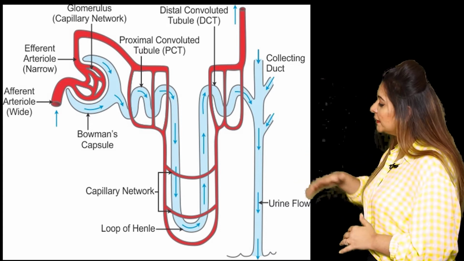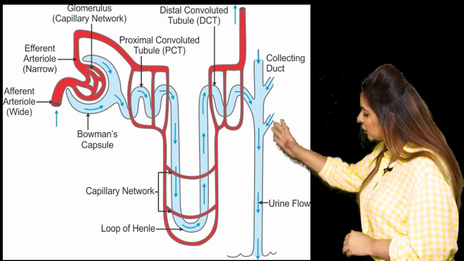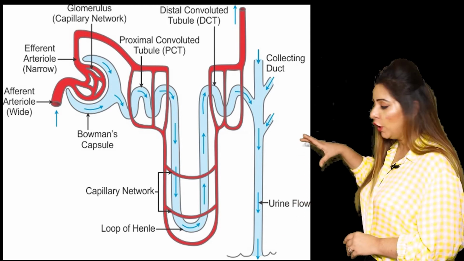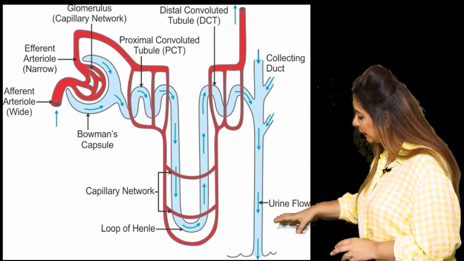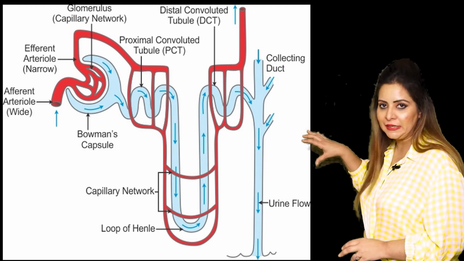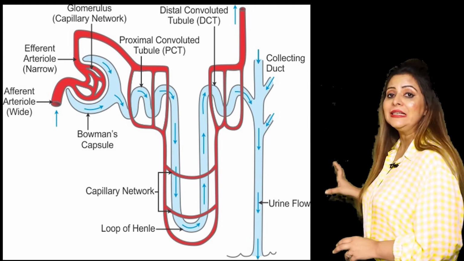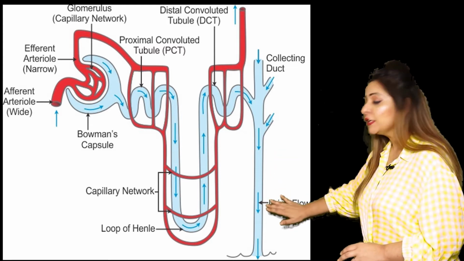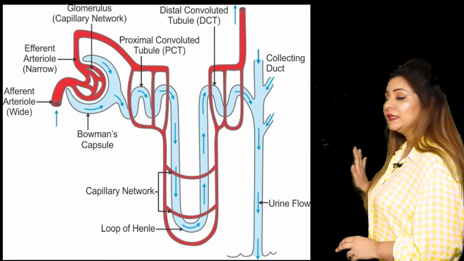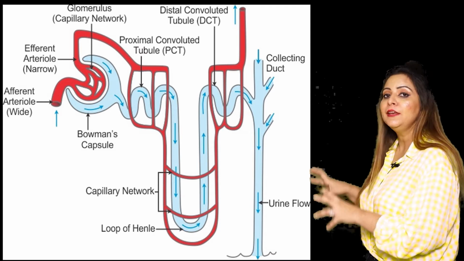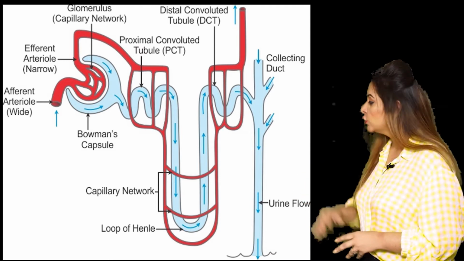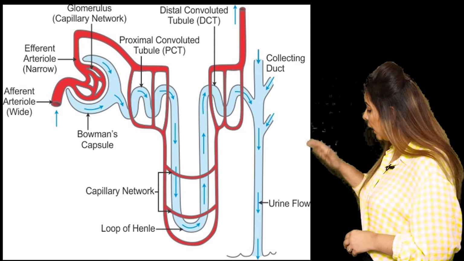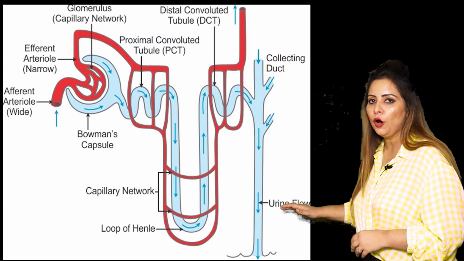Now, on the lower side, you can see that we have this U-shaped structure, which is formed by descending limb of PCT and ascending limb of DCT, right? And we do have a CT also in this portion, that is the collecting tubule. So this U-shaped structure and the CT, they lie in the medulla of kidney. So this portion lies in the cortex of kidney and this portion lies in the medulla of kidney.